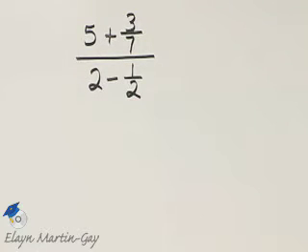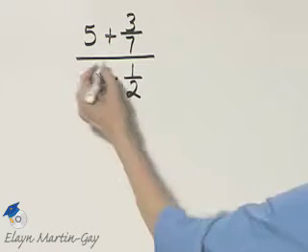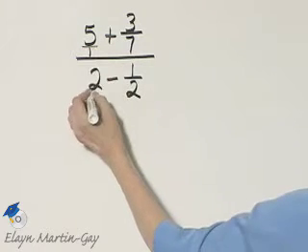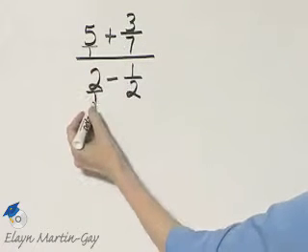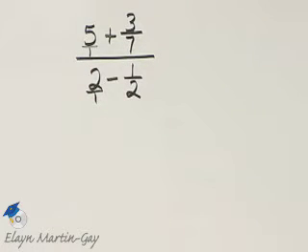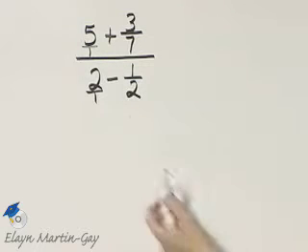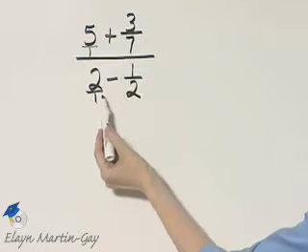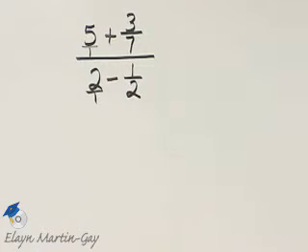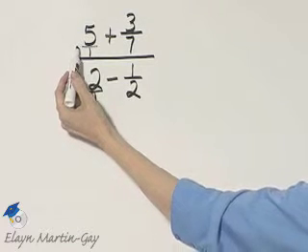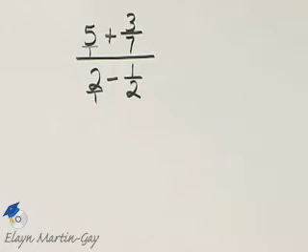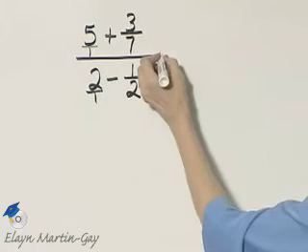I'm going to use another method, and that will be the following. Let's look at the denominators: 1, 7, 1, and 2. What is the least common denominator for those four denominators? 1, 7, 1, and 2. The LCD is 14. I'm going to multiply the numerator of this complex fraction by 14 and the denominator of this complex fraction by 14.